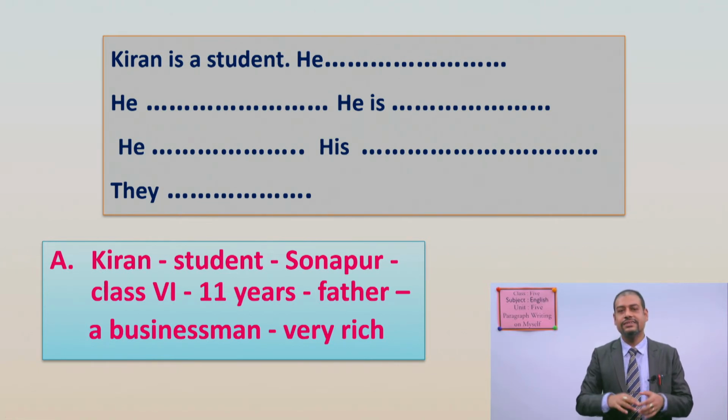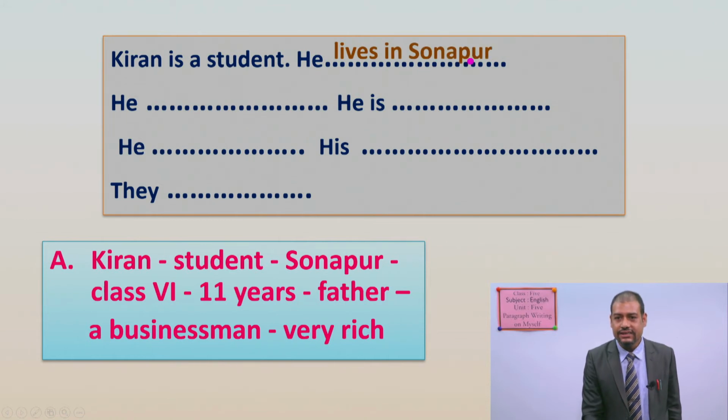Now, your answer should be like this. Your paragraph should be like this. Kiran is a student, then he lives in Sonapur. What address is given here? Sonapur, okay. That's why it is he lives in Sonapur. We develop the sentence in this way.